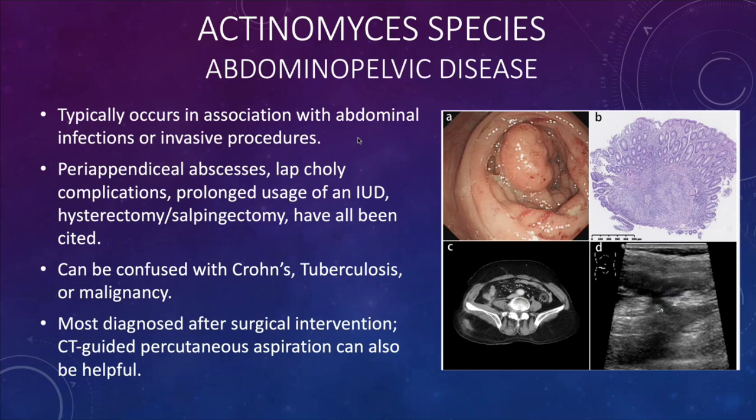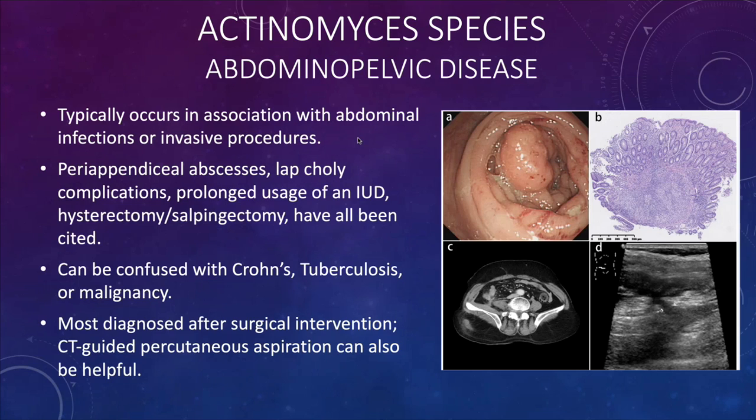So that's the most well-recognized type of actinomyces. Lesser recognized is really abdominal pelvic disease, even though it does tend to occur with a fairly reasonable frequency. And this typically occurs in people who have abdominal infections or have invasive procedures. So you may have somebody who has a periappendiceal abscess, for example, or who has a laparoscopic cholecystectomy, never gets better. Maybe they have erosion to a chronic draining lesion.